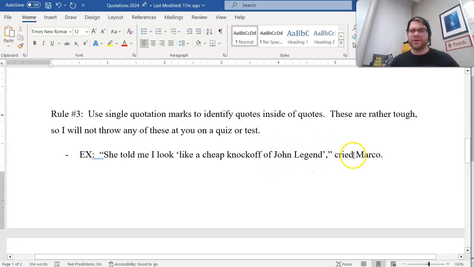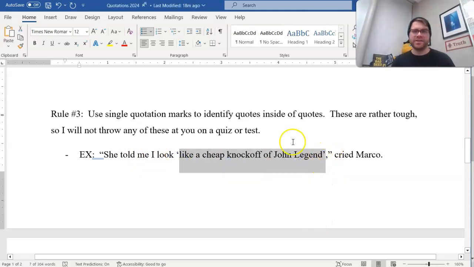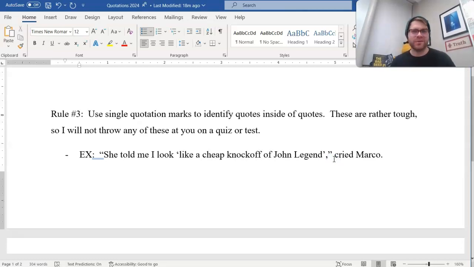So let's say we've got Marco here, and he's kind of upset, and he says, "She told me I look like a cheap knockoff of John Legend," right? So the whole sentence, "She told me I look like a cheap knockoff of John Legend," comma, inside of quotes, cried Marco. Marco starts by saying "she told me," but then he also has what she said inside of the quote, like a cheap knockoff of John Legend. He's direct quoting her, so that goes in single quotes. And then once again, the rest of the sentence goes in double quotes right there. I know that looks a little bit weird with all the punctuation marks in there, but I want you to know that that is possible. This is something that I do review with my upperclassmen in writing workshop every year as well.